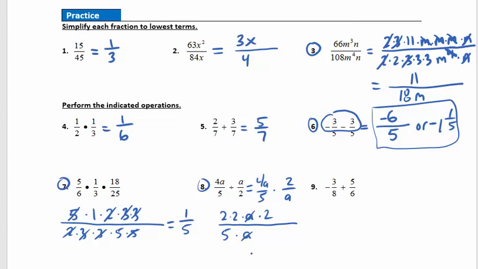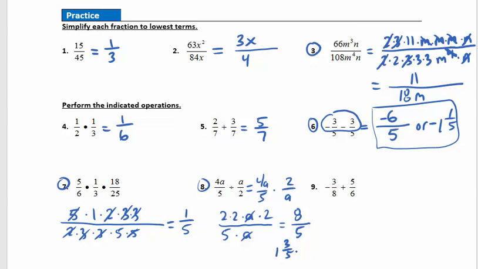So in the numerator, it looks like I have 2 times 2 times 2. Well, 2 times 2 is 4. Times 2 again is 8. Denominator, just 5. So your answer here would have been 8/5. If you wanted to write that as a mixed number, 1 and 3/5 would also have been a fine answer for that.